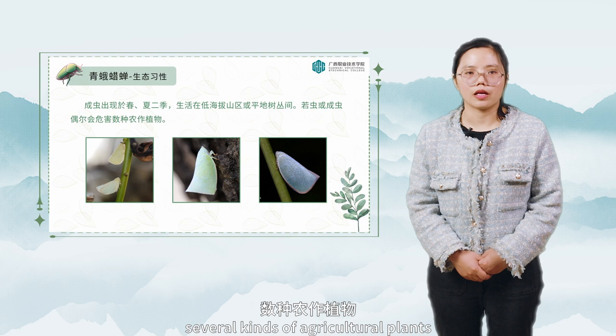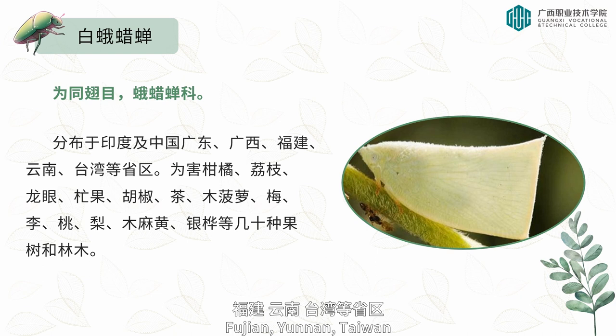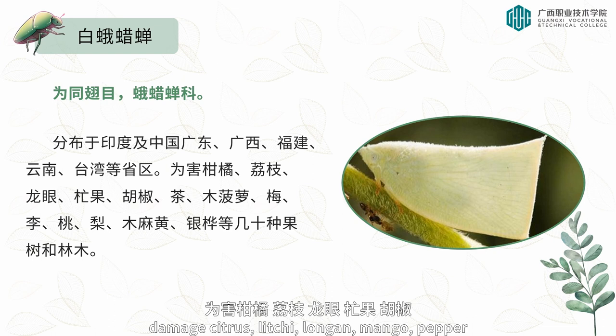Then let's take a look at the white moth wax cicada, Homoptera flatidae, distributed in India and Guangdong, Guangxi, Fujian, Yunnan, Taiwan, and other provinces and regions in China. Damage citrus, lychee, longan, mango, pepper, tea, and dozens of other fruit trees and trees.